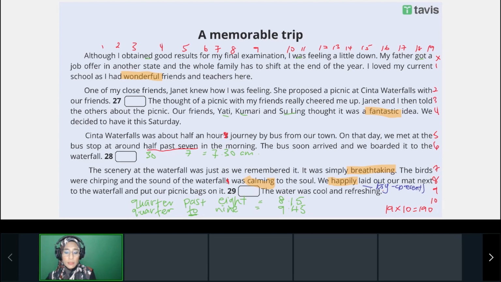Okay, this is present tense. This is just past tense. Okay, now laid out our mat next to the waterfall. Okay, the water was cool and refreshing.